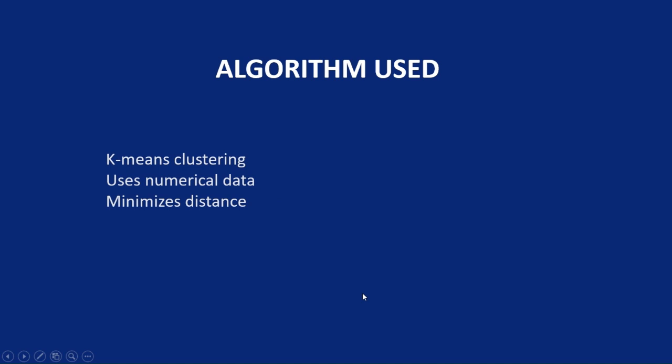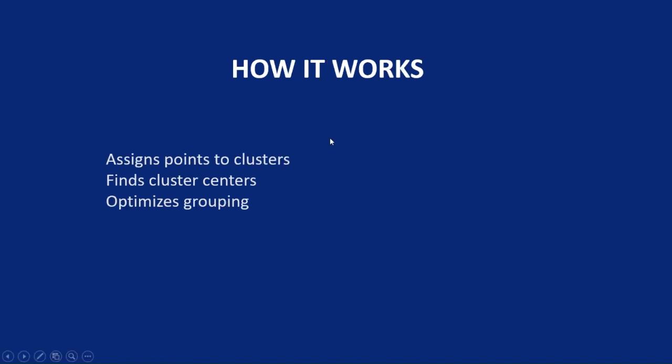Power BI uses an algorithm called K-means clustering. Here's what it does. It looks at numerical data, finds central points called cluster centers, and assigns each data point to the nearest cluster. The goal is to minimize the distance between points in their cluster.